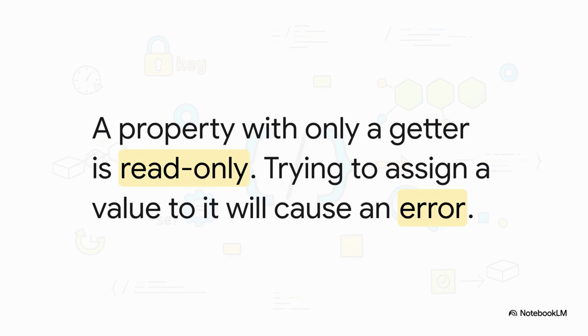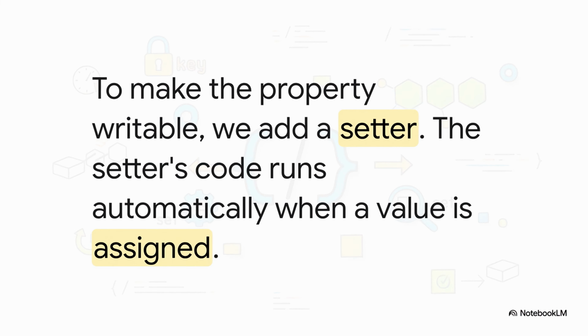Okay, so reading the property works like a charm. But what happens if we try to assign a new value to fullName? Bam! We hit an error. And why is that? Well, it's because we've only told JavaScript how to get the value. We haven't given it any instructions for how to set it. For that, we need a partner in crime. And that partner is, you guessed it, the setter.